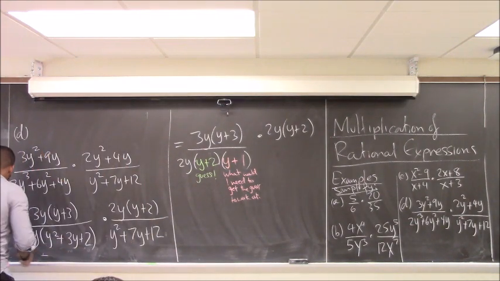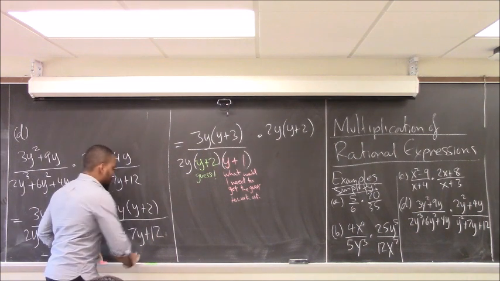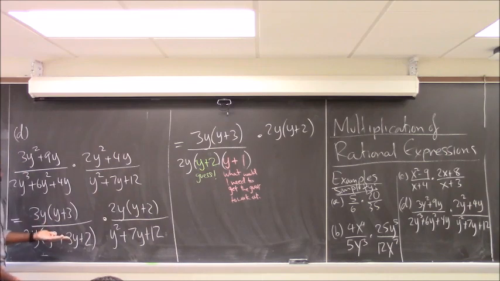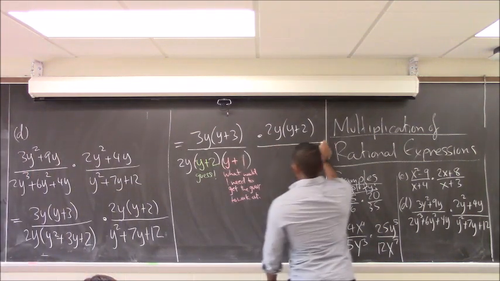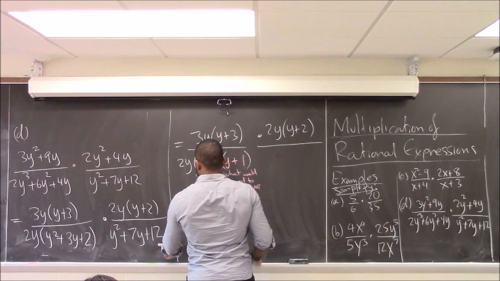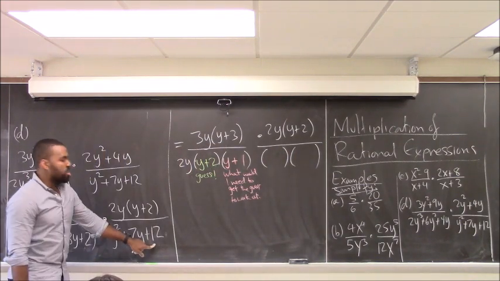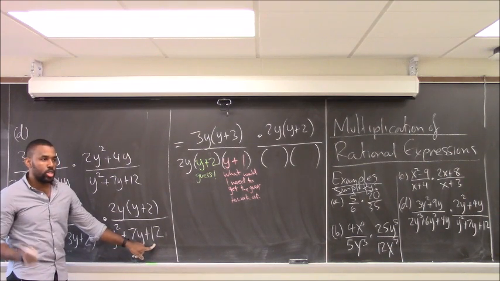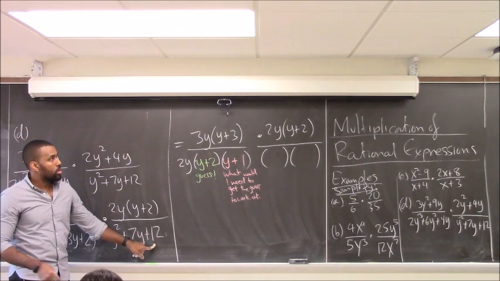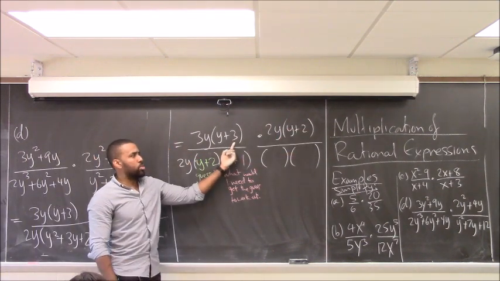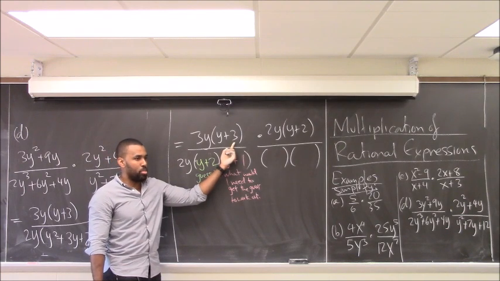This is not really general advice for life, but it's general advice for how tests actually work. If I'm giving you this and telling you to simplify, chances are things are going to cancel. So you can use that anticipation to your advantage. Same thing over here. Now I know that this is going to break up like that. There are many ways you can break up the 12: it could be 2 and 6, could be 3 and 4. Because I saw that the 2 is already taken care of here, and I see the y plus 3, 3 and 4 is probably going to be the right guess.